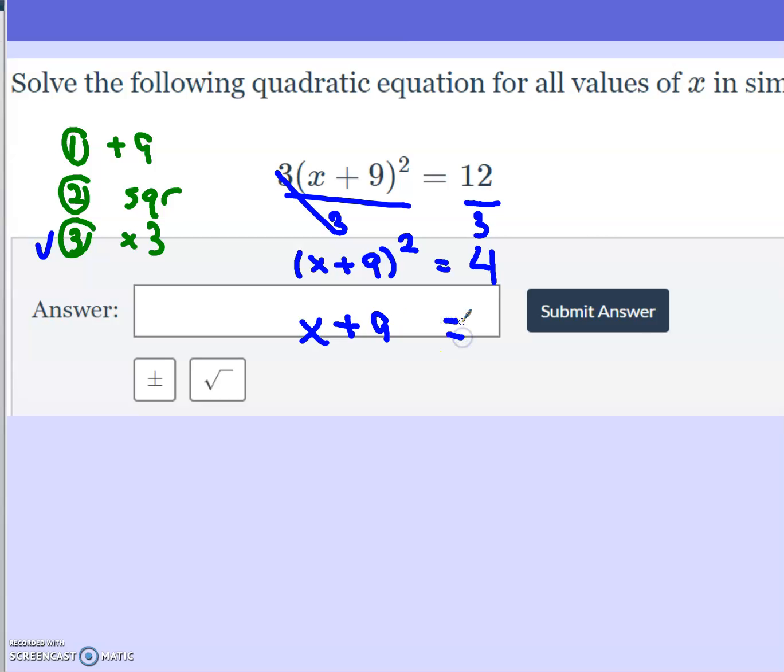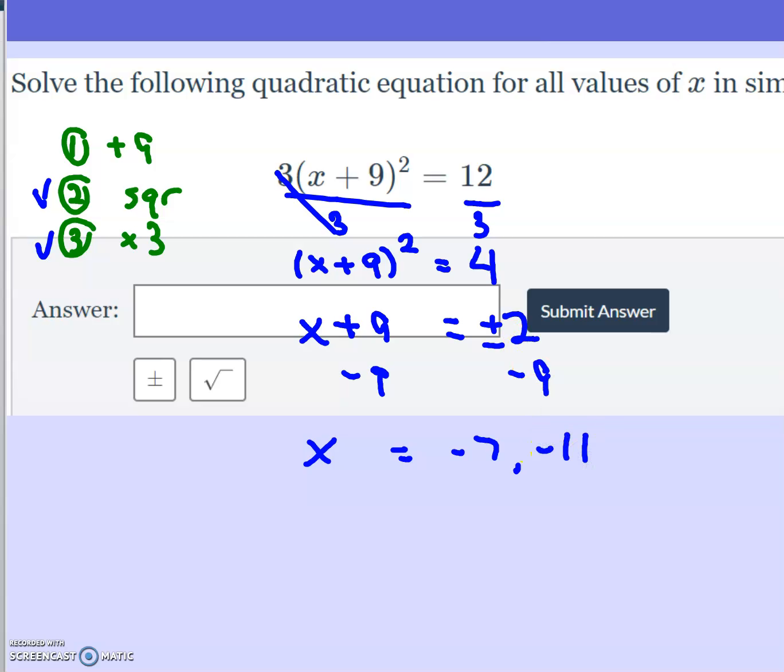On this side, the square root of 4 is actually 2, but don't forget, it's actually positive and negative 2. And then to undo adding 9, you're going to subtract 9. Well, how do you write this? 2 minus 9 is negative 7, and negative 2 minus 9 is negative 11.